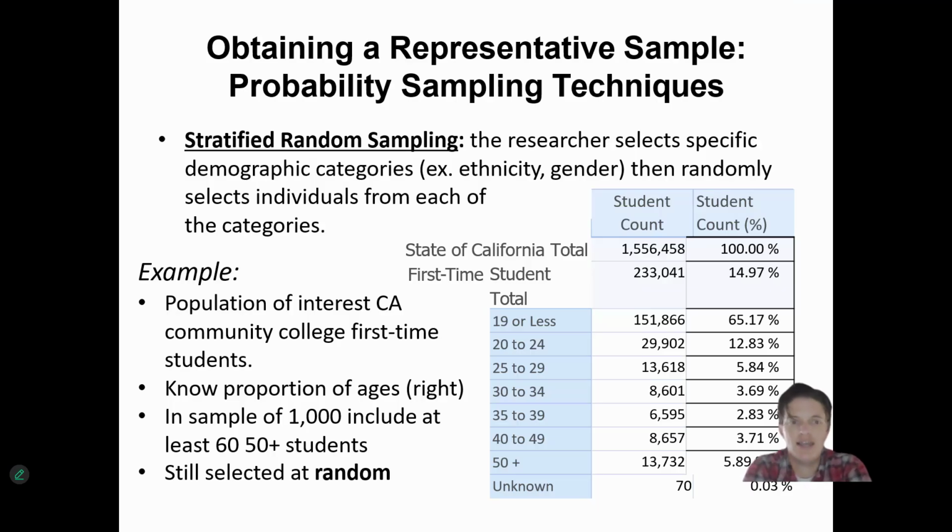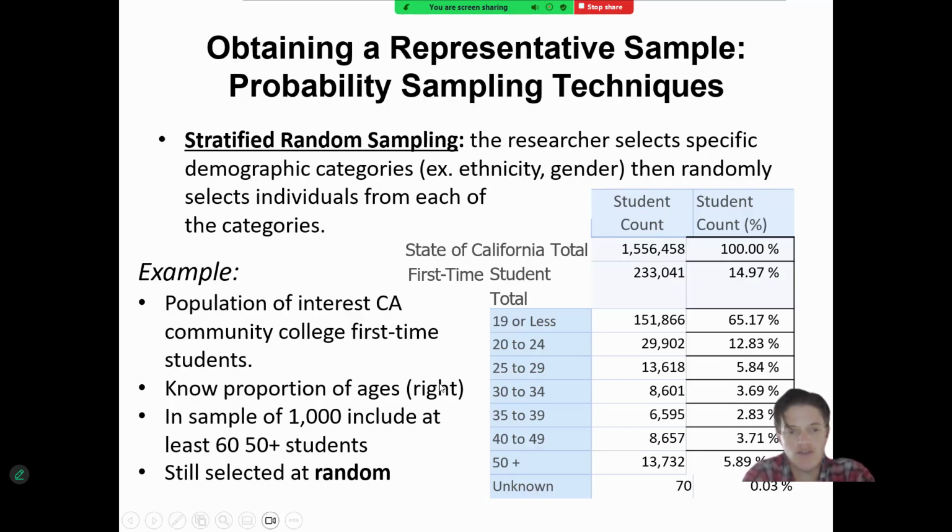Another thing you can do is a stratified random sample, where the researcher selects specific demographic categories, such as ethnicity or gender or age or whatever it might be, and then you randomly select individuals from each of the categories. So again, back to that example, if we are interested in all community college students, but now we're looking at first-time students specifically. That's kind of our demographic category that we're interested in.